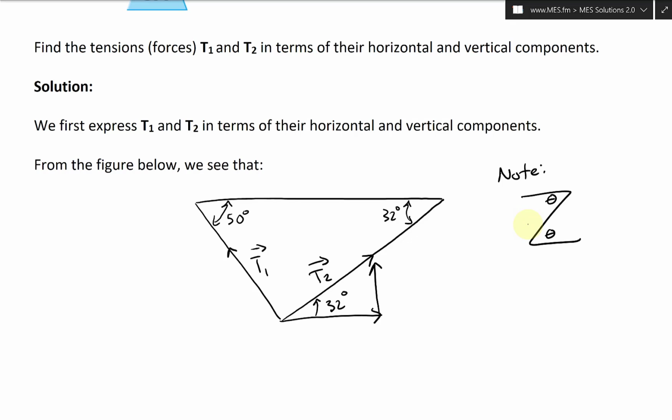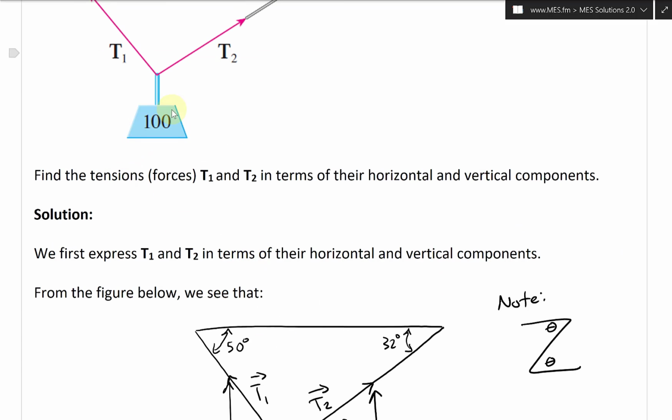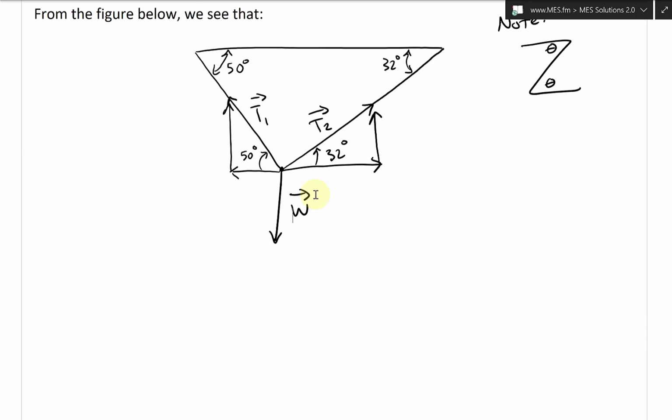Likewise, this 50 has this angle here, so you could use it across here. Draw that there, draw this here. This is going to be our 50 degrees across here. All right, so that's what we have there. Now we have the arrow down. This is just the W vector, or the weight, and W is 100. All right, so that's what we have there. So from the figure below, we see that, and we're going to break this down into its components, make this a bit better vertical line.